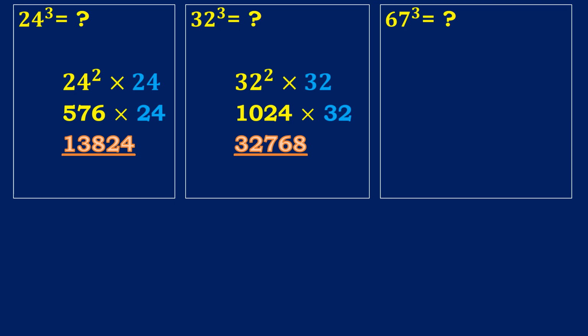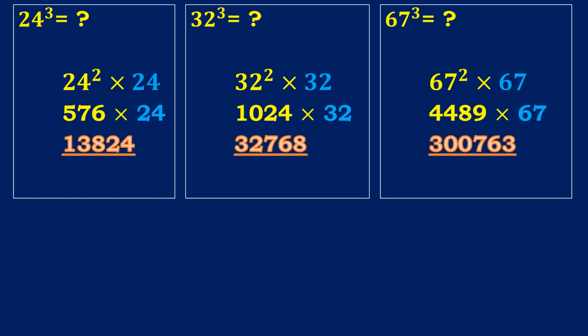67 cube can be written as 67 square into 67. We already know that 67 square is 4,489. 67 cube can be taken as 4,489 into 67. Then, 4,489 into 67 is 300,763. Then the answer for 67 cube is 300,763.